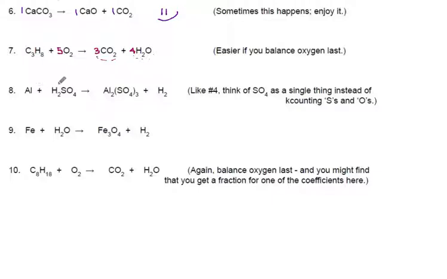What have we got here? This has a polyatomic in it. We have aluminum metal, reacts with hydrogen sulfate. This SO4 is sulfate. Then we get aluminum, and here's sulfate again. And then we get hydrogen gas. So if we're counting, where do you think we should start?